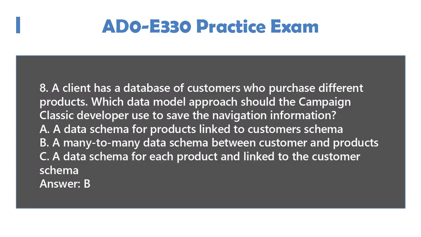8. A client has a database of customers who purchased different products. Which data model approach should the Campaign Classic developer use to save the navigation information? A. A data schema for products linked to customers' schema. B. A many-to-many data schema between customer and products. C. A data schema for each product and linked to the customer schema. Answer: B.